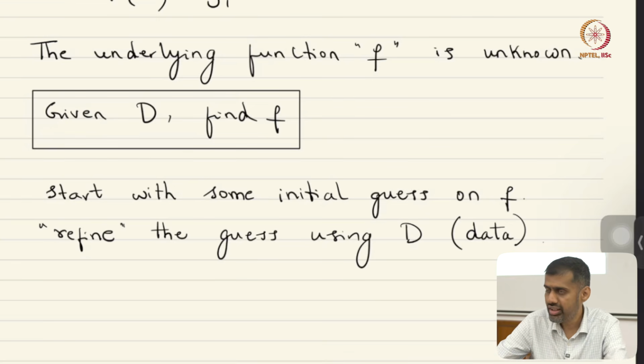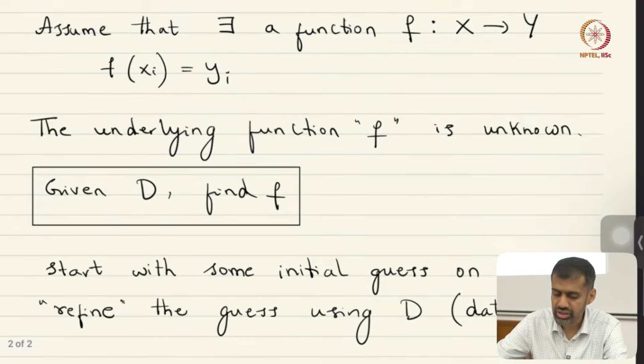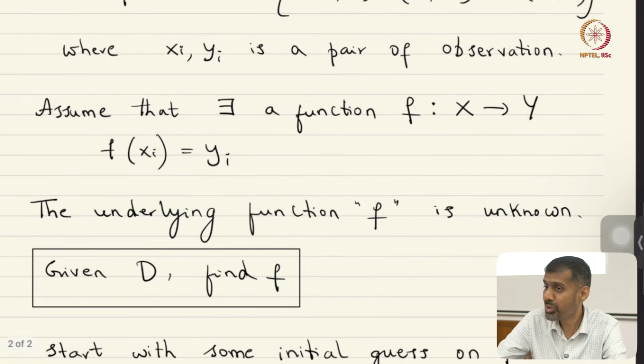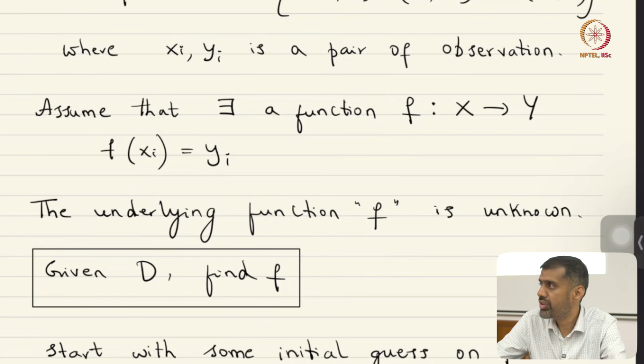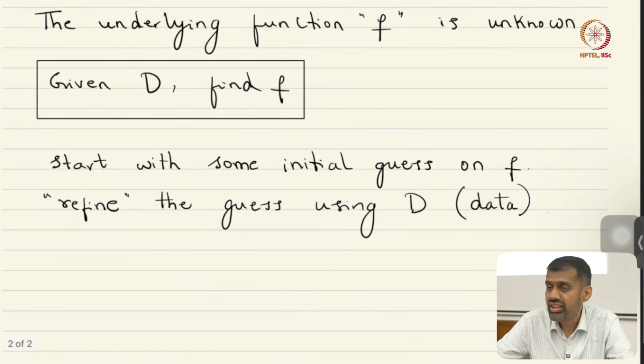So, what happened is that we are given some pairs of observations, one from each of two sets, and we assume that there exists a mapping between these two sets. One is called the domain, the other is the range. If you want to call it input and output, call it input and output. Given the observations made from that particular function, the objective is to estimate the underlying function, okay. The way to do it is to start with some initial guess on f and then refine the guess using the data.